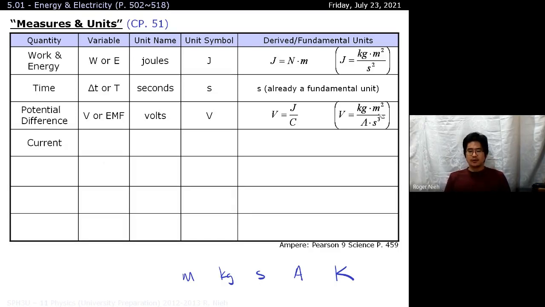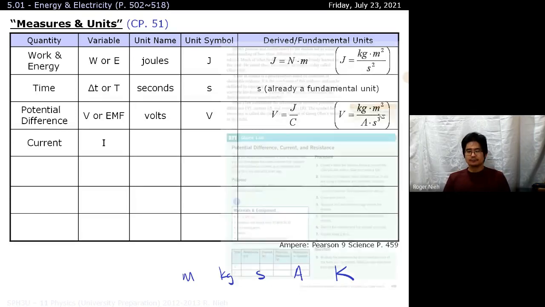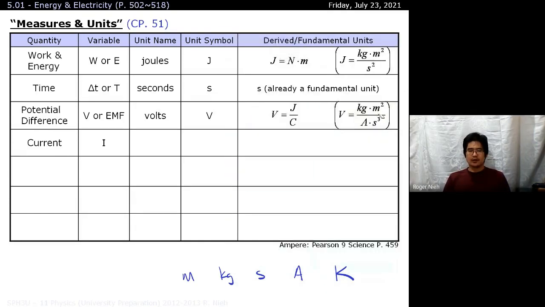Current is denoted with the variable I. Current is measured in amperes. And why is current measured with the letter I? It's kind of weird, isn't it? Why not just use the letter C?